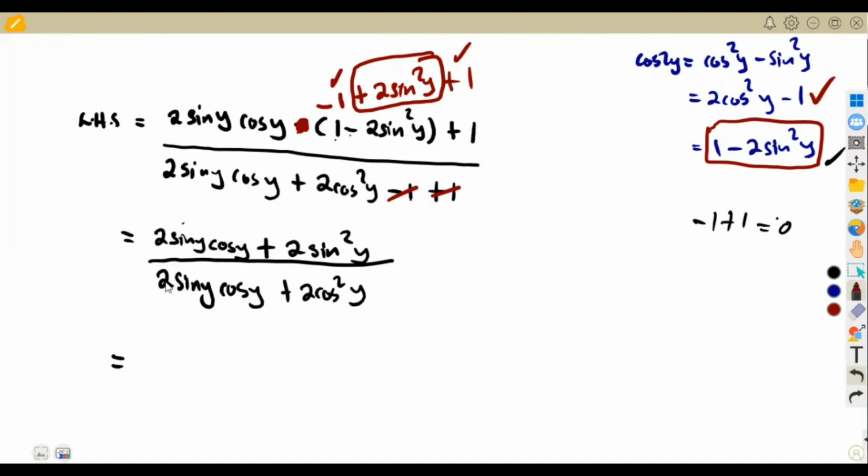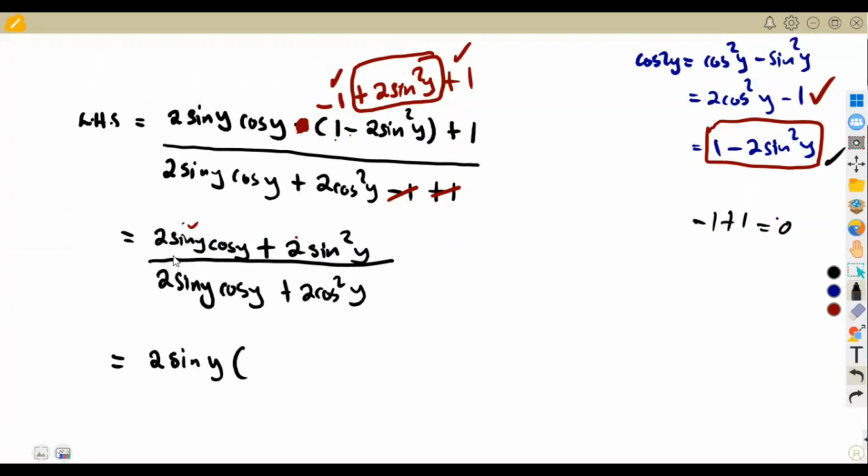All right, there's something that is happening here. There's a 2, there's a 2, there's a sine, a cos. Here there's sine, there's cos. There's 2 and a 2. We can factor out something that is common. Let us just consider maybe the numerator only. On the numerator there, we can factor out 2 sine y. 2 sine y is common from the numerator.